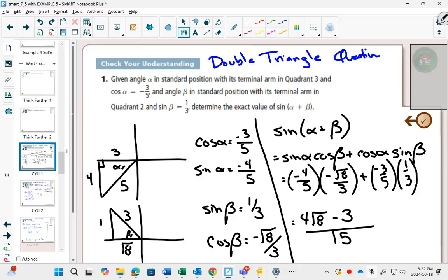Questions for practice on this one? Sine equals 0.16.